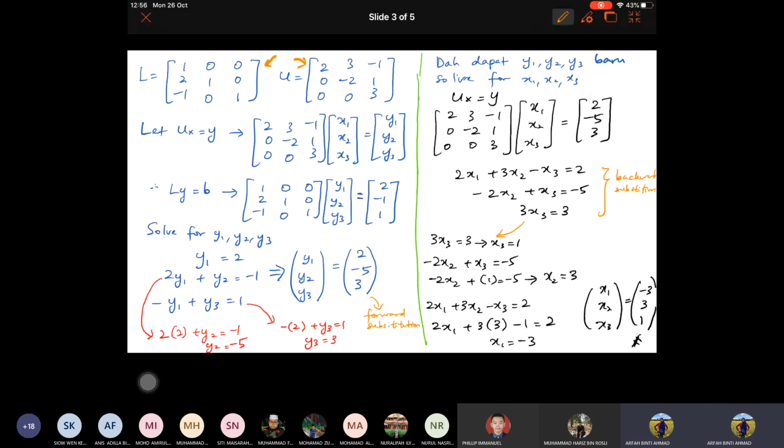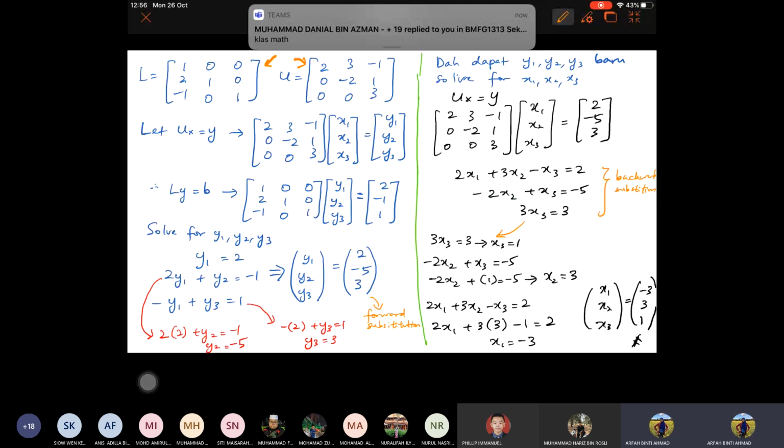Soalan macam ni biasa berapa markah? Maybe 15. Tapi tak ada, jarang lah. Tapi soalan yang straight. Maybe soalan ni dia akan dipecah-pecahkan. What is matrix L? What is matrix U?